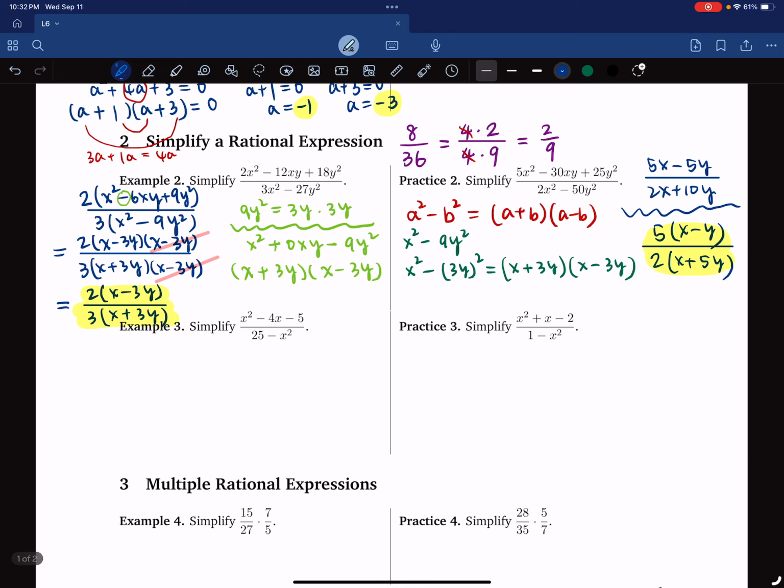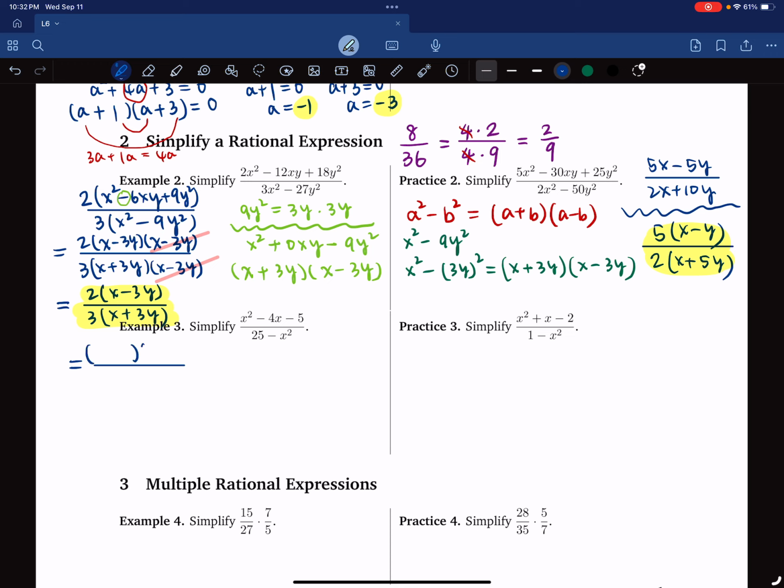Okay, moving on to example 3. Simplifying this. For example 3, let's start with factoring. So this will be the same as before. We factor the top and the bottom. The top is x squared minus 4x minus 5. There's no GCF other than 1, so we're going to go straight to the trial and error.